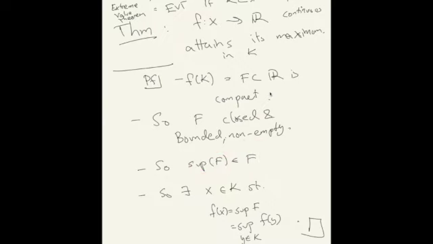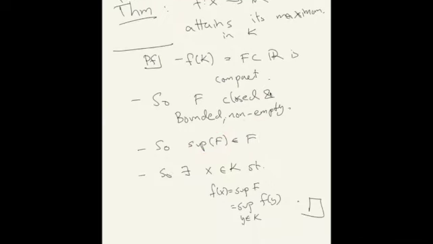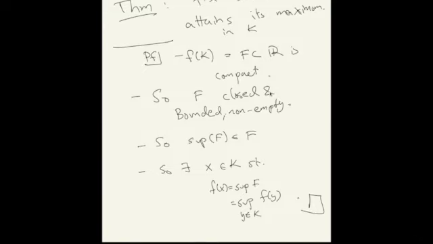Okay, so the sup is in the set, but what does it mean for the sup to be in the set? That means that there exists a point in f(K), so there exists an f(x), in other words, some x in K, such that f(x) is equal to the sup of f(K), because this is the element y that's equal to the sup.